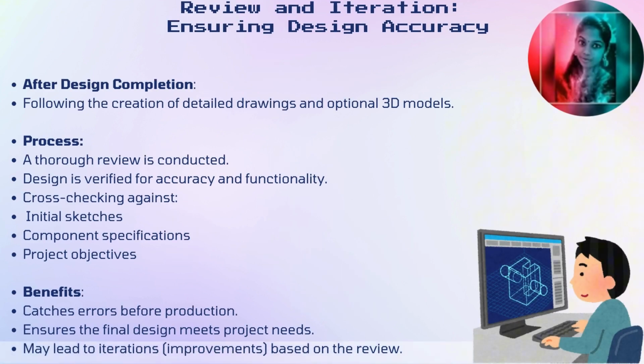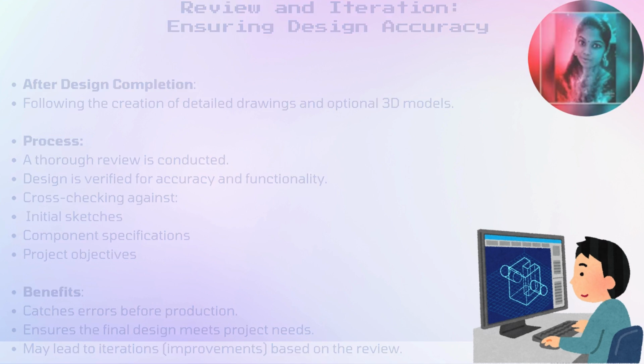Review and iteration, ensuring design accuracy. After design completion, following the creation of detailed drawings and optional 3D models. Process: a thorough review is conducted. The design is verified for accuracy and functionality, cross-checking against the initial sketches, component specifications, and project objectives. And then benefits: catches errors before production, ensures the final design meets project needs, and may lead to iterative improvement based on the review.